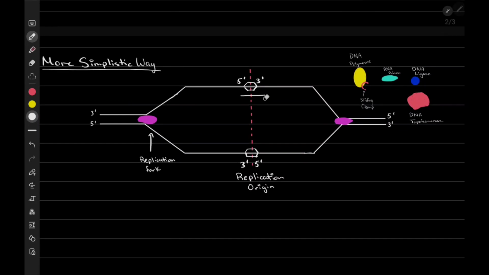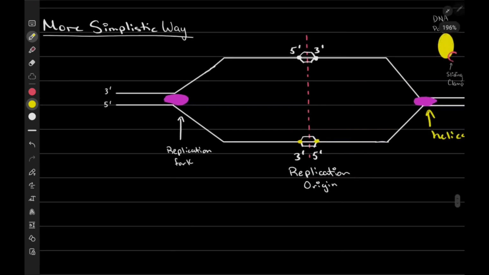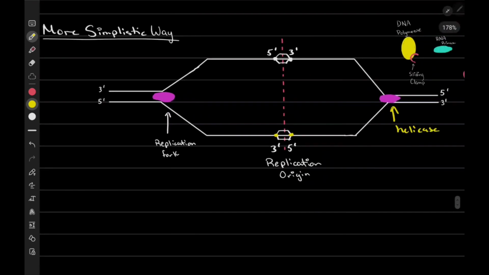I've drawn here a little sugar molecule just to show you which carbon is which. We're going to be starting at the 5' right over here, and then the 3' is here, and then 3' here, and then 5' here. Usually this DNA helicase will start at the replication origin, and it moves in two directions. One way is to the left, and the other way is towards the right. But we're mostly going to focus on half the side, just to make it simpler.